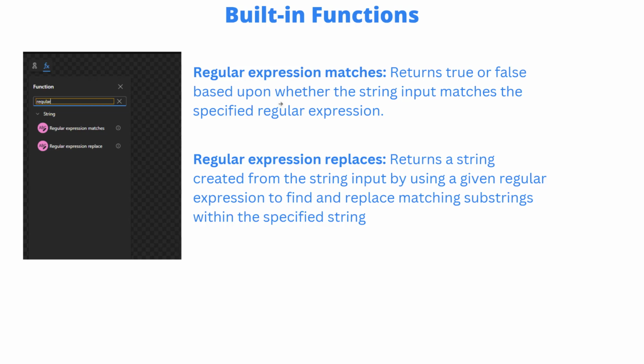So a good one for this, and we're going to see this next, is a zip code. We've got some data in. We want to make sure it's valid. If it's valid, we'll map it. If not, we won't. The next one is regular expression replaces.